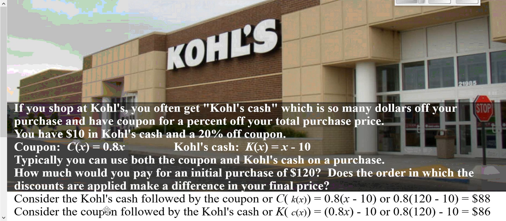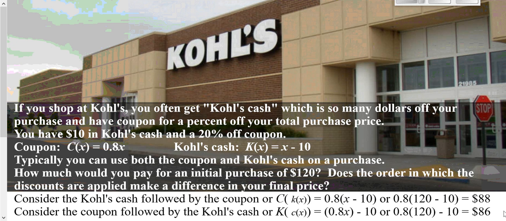Suppose you did your coupon and then you subtracted your $10. So here you'd be doing your coupon of 80% of your original price is what you're paying for. Then after that, subtracting your $10. So it'd be 0.8 times 120 minus 10, and that's $86. So the order in which we apply our discounts does make a difference.